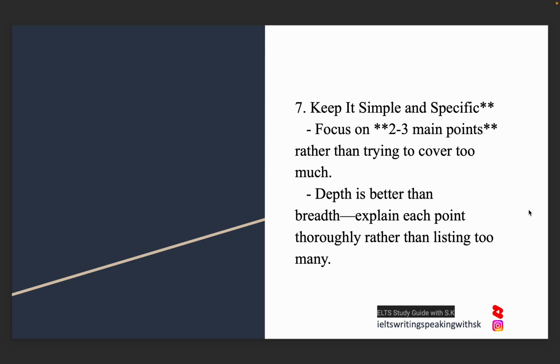Number 7 is keep it simple and specific. Your ideas must be simple. It is not necessary to use high vocabulary, but your vocabulary must not be repeated. So be careful about it. Focus on 2 or 3 main points rather than trying to cover too much. Rather than using 6 or 7 points for your Writing Task 2, you have to focus on the 2 or 3 main points, work on that, and make a rough draft.